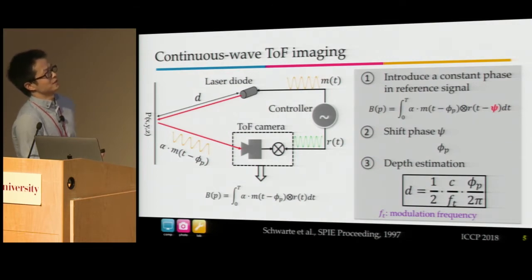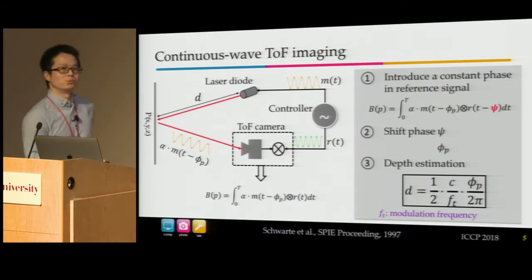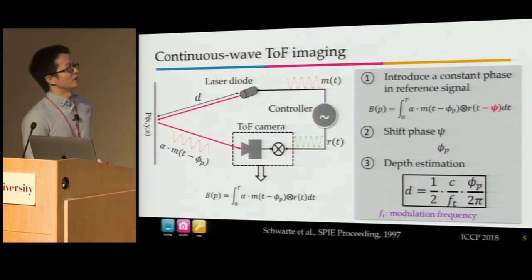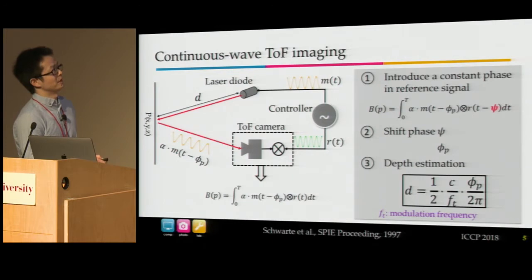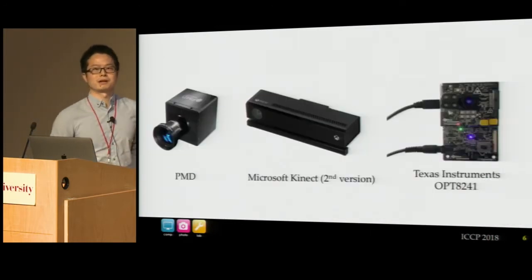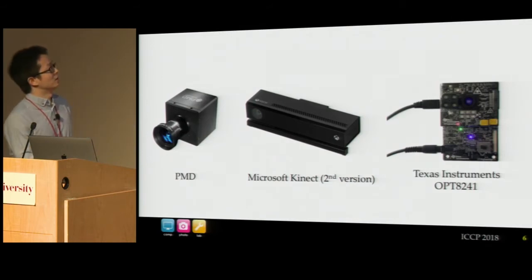In this formula, C is the speed of light, and FT is the modulation frequency, which is usually tens of megahertz, for example, 80 megahertz. And the phase P is the phase we just estimated. Based on this principle, there are many commercial products, for example, the PMD sensor and the Microsoft Kinect sensor, which I guess many of you are familiar with, and also the time-of-flight sensor from Texas Instruments.